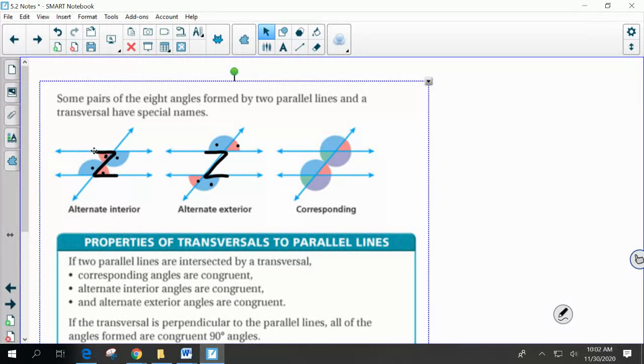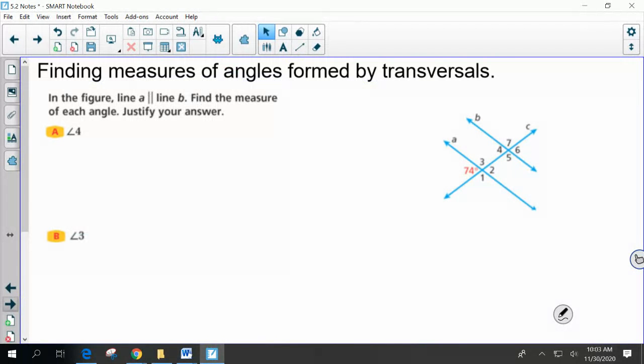They share a vertex. What about supplementary? What did supplementary mean? Anybody remember? They add up to equal what? 90? That's complementary. 180. So 180. What about a straight line? What's a straight line equal? 180. So we're going to use all those things, okay?